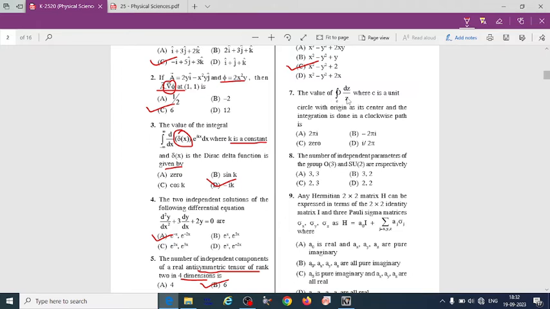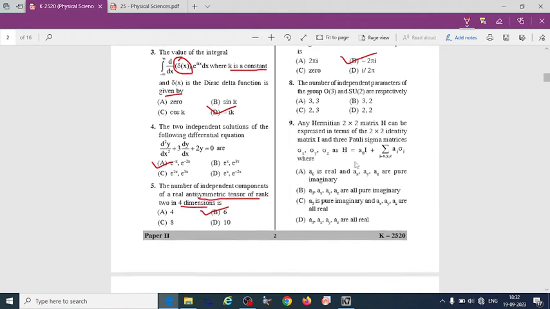The value of integral dz by z, where c is a unit circle with radius origin as its center and the integration is done in a clockwise path. So the answer for this question is very easy, you can easily solve it. That is B, minus 2 pi i.